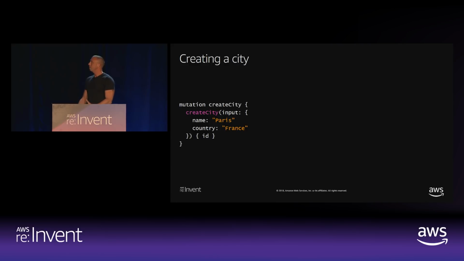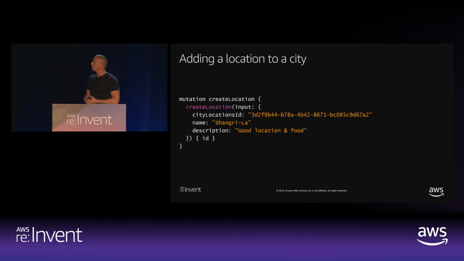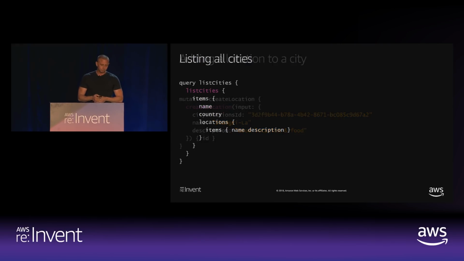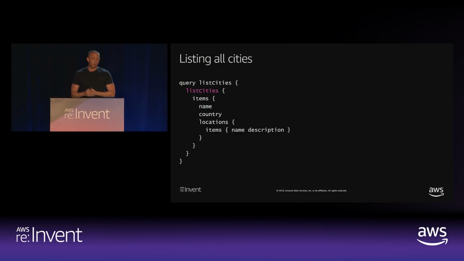So once we have our schema created, we want to test it out. To do so, we could run something like this. Create city has a name and a country. Then once we create a city, we get an ID back. We now want to reference the ID when we're creating a location because we want to associate this location with that city. So then we can use the city locations ID property, referencing the city ID, and then we can start adding locations within that city. If we want to list all the cities, we can run this list cities query, which has the name, country, and the locations. And the locations has an items array containing the name and the description for the locations.